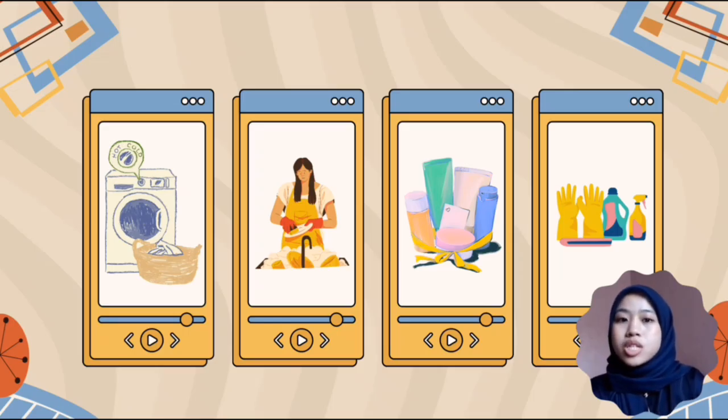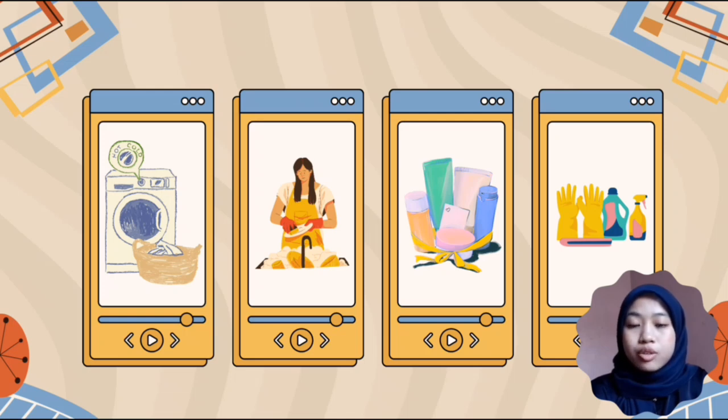Here are some uses of detergent. It could be laundry detergent or any fabric softeners, dishwashing liquid, bleaching products, and rinsing products.